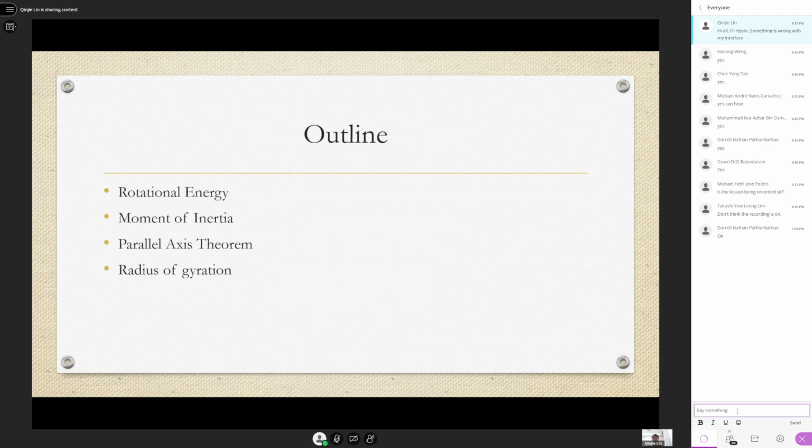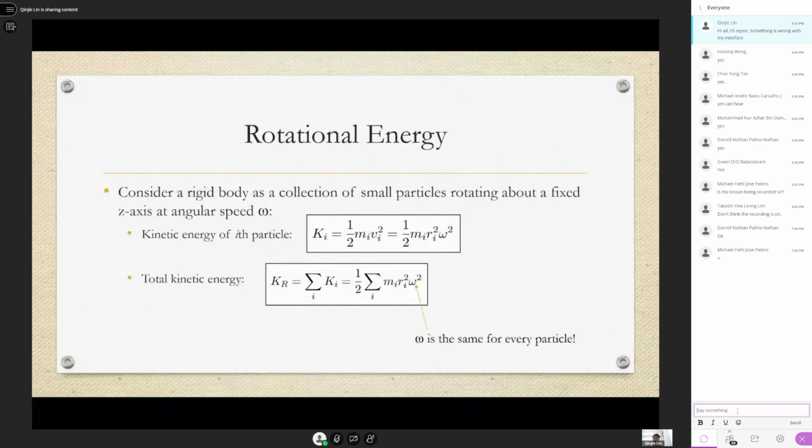So it's basically still about the same topic, that's why it's part 2. But this one is more of moment. When we rotate things, we cannot run away from this thing called the moment. What exactly is this? Take a look. Consider a rigid body as a collection of small particles rotating about a fixed z-axis at its angular speed.